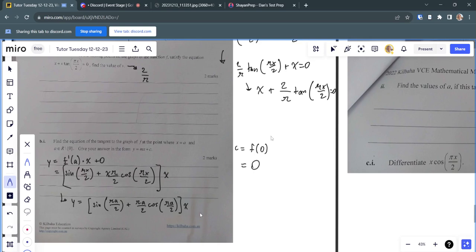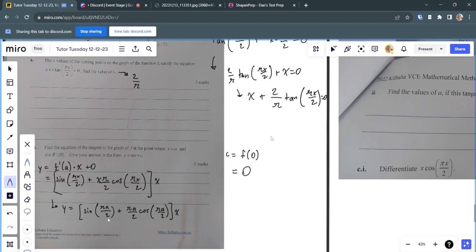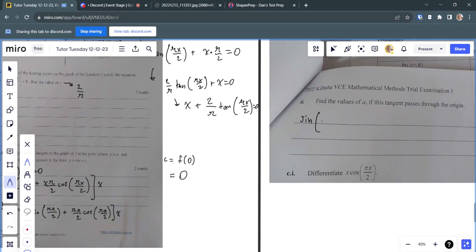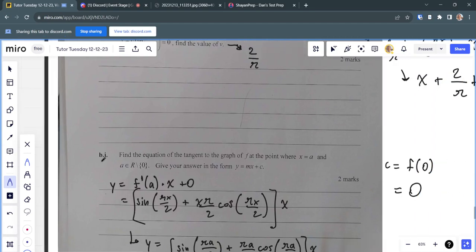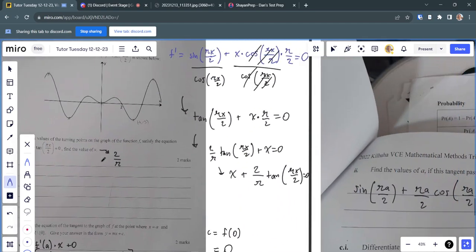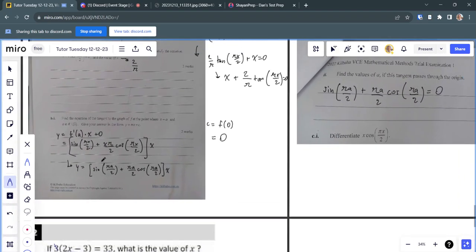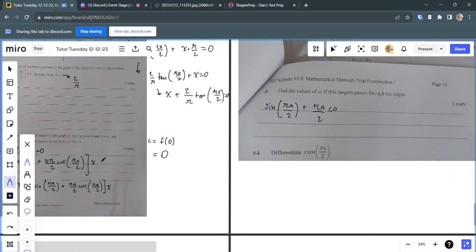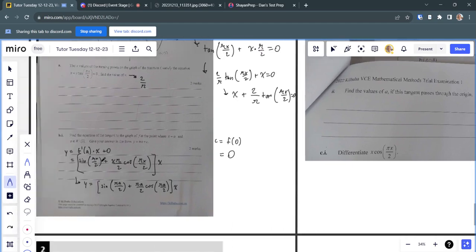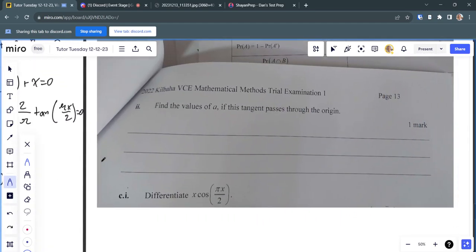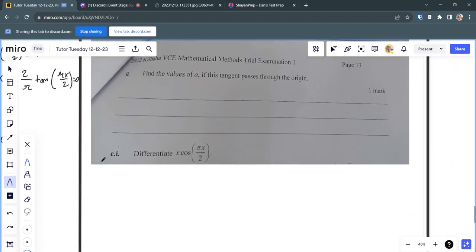I guess another solution is that the bracketed part equals 0. So sine of pi a over 2 plus pi a over 2 cosine pi a over 2 equals 0. I'm not sure if that's going to be correct, actually. Find the values of a if this tangent passes through the origin. No, I'm going to have to skip that one and come back.